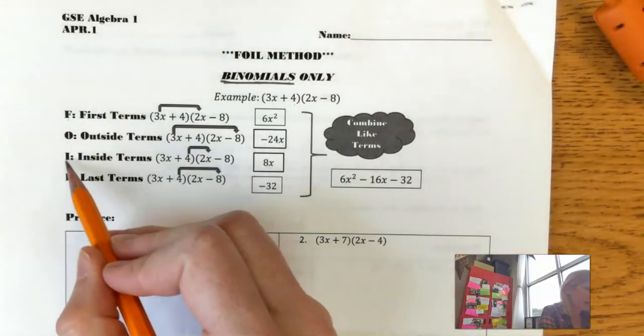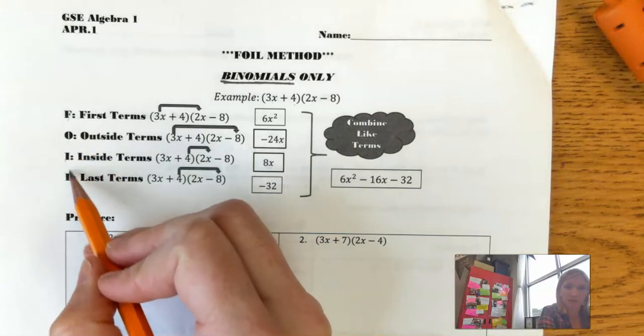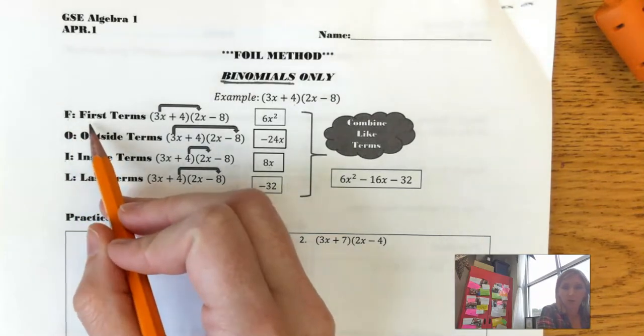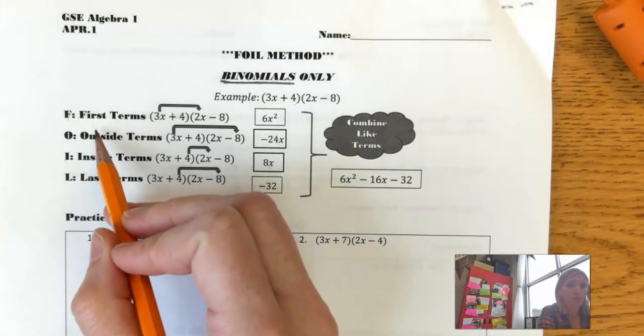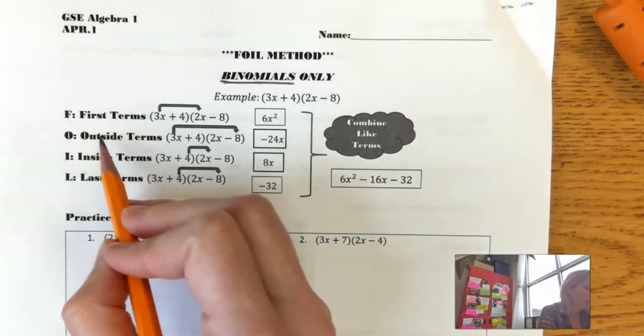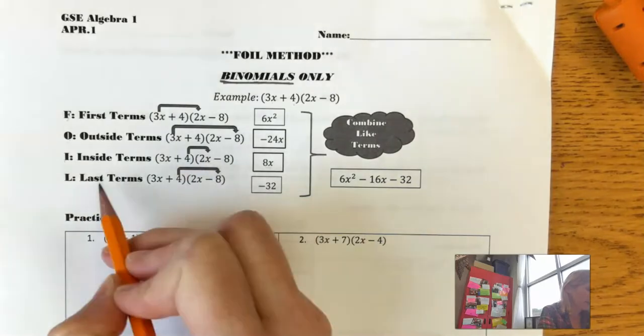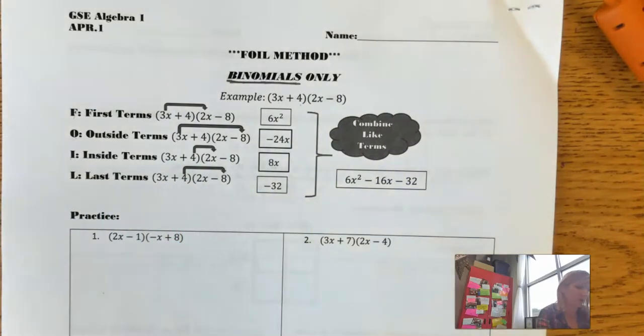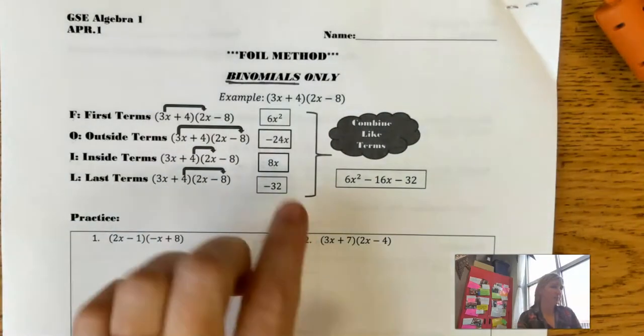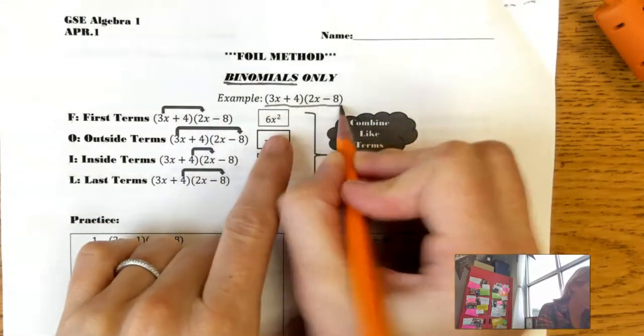Alright, so the way the FOIL method works, it's an acronym, so that means each letter stands for something. F means first terms. You're going to multiply the first terms of the equation. O means outside terms. I means inside terms. And L means last terms. Okay, so let's go ahead and FOIL this example.